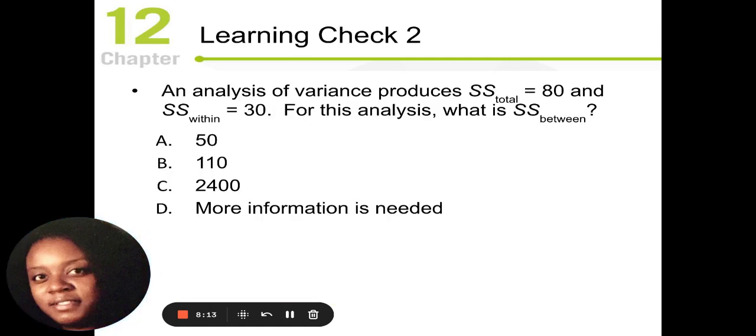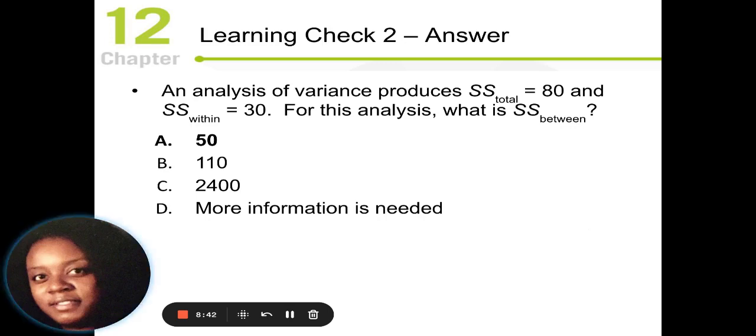So let's go ahead and do another learning check. An analysis of variance produces a sum of squares total that equals 80, and a sum of squares within that equals 30. For this analysis, what is the sum of squares between? I'll give you a couple moments to think about what the between number might be. And hopefully you came up with answer A. That's going to be 50 if you put it in that formula.